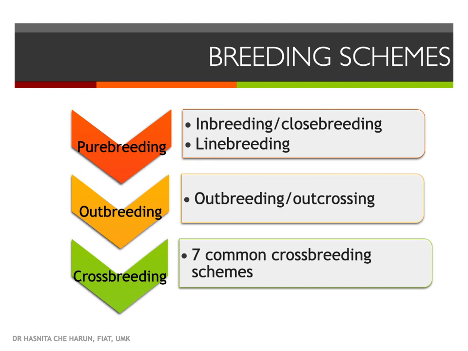We have three different breeding schemes. Each breeding scheme will be adopted by the breeder based on the objective of the animal breeding program. Pure breeding is mating related animals in the same breed.